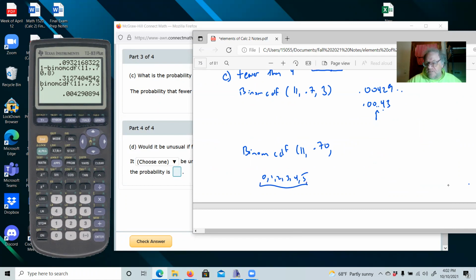These numbers are fewer than 6. Okay, so binomcdf always starts from 0 up to the number that you tell it. So in this case, 0 to 5 is just fine. Right? Second function.